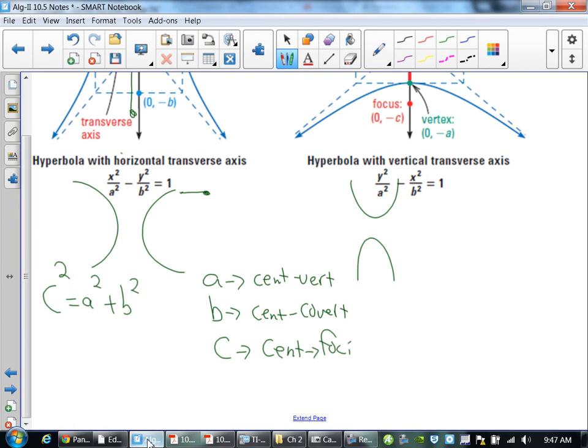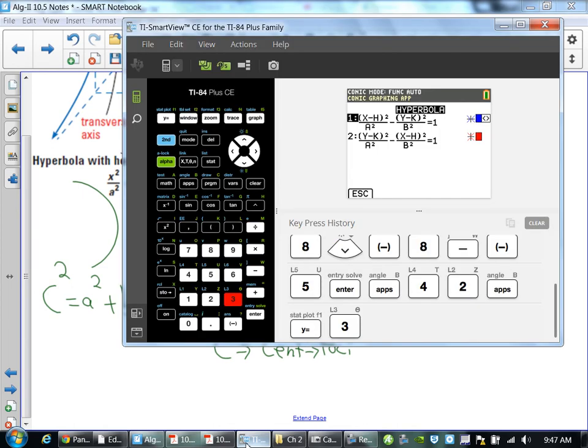And like I said, that little app there tells you, basically shows you what it is. So you just have y squared first, it's up and down. X squared is first, it goes left and right. Pretty simple.